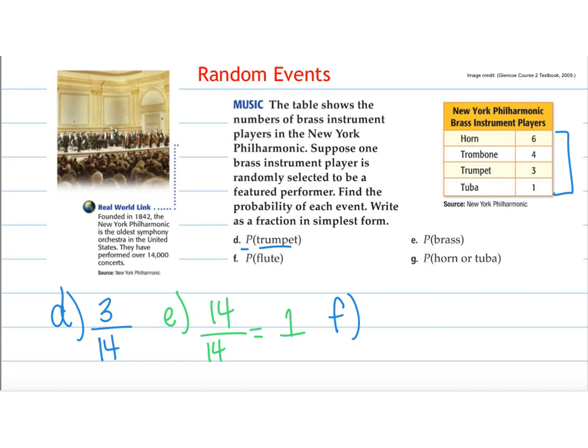Next one, the probability of a flute. Well, I don't see any flutes, so the chance that you would pick a flute, you can't. There's 0 flutes out of the 14. So it's impossible to pick a flute player. And the last one, the probability of a horn or tuba. Anytime you see that word or, you're going to add them together. So there's 6 horns and 1 tuba, which equals 7 out of the 14 players. So 1/2. So outcome you're looking for over the total number of outcomes.